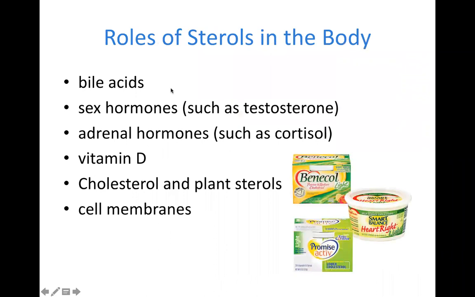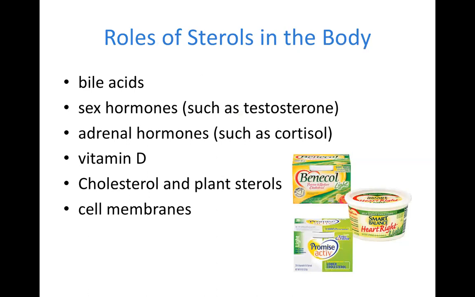What roles do these sterols play in the body? Remember, sterols are compounds that have these 4 rings, and sterols act as bile acids. Bile is very important; it's an emulsifier, and it's something that our liver produces, and it helps us break down fats. They can be the precursors to hormones such as testosterone, cortisol, and vitamin D.